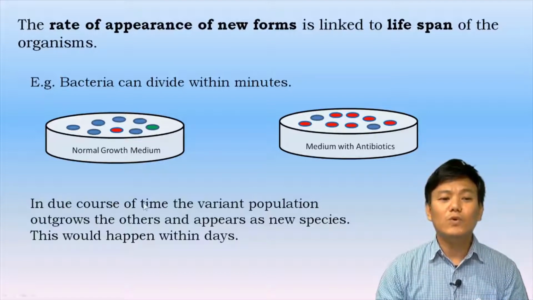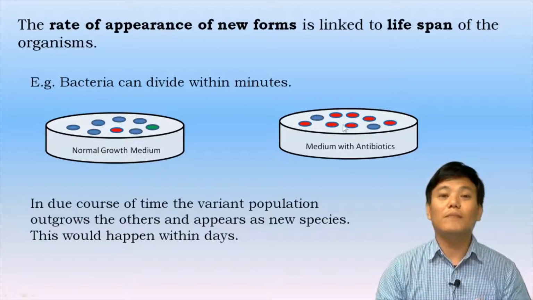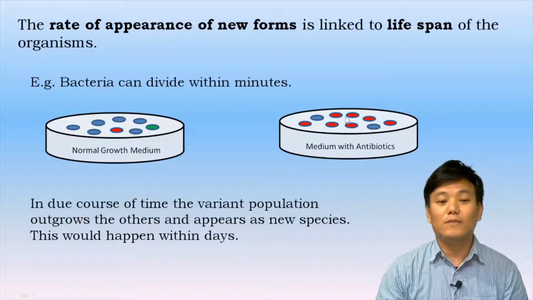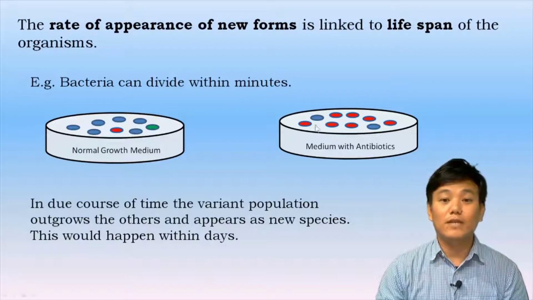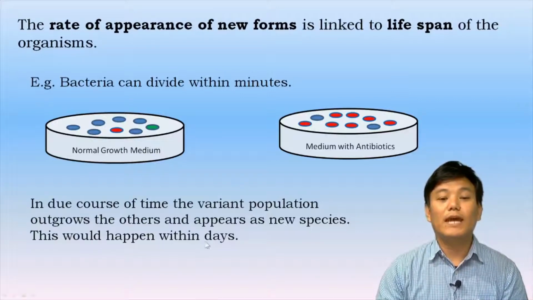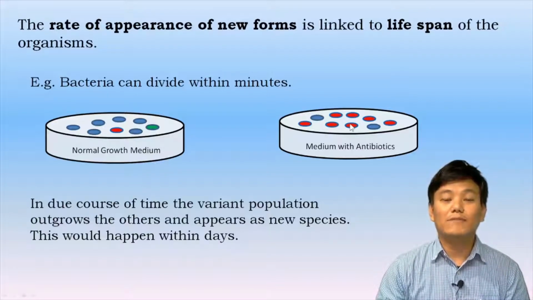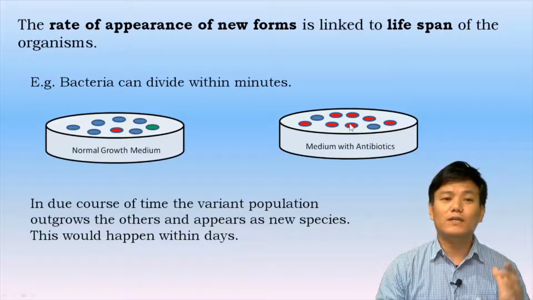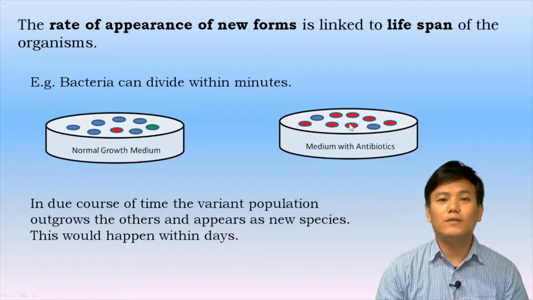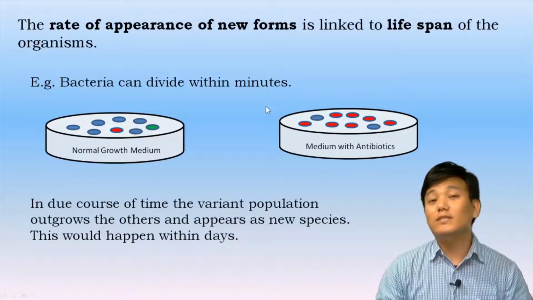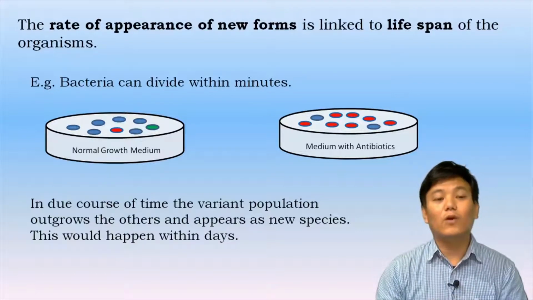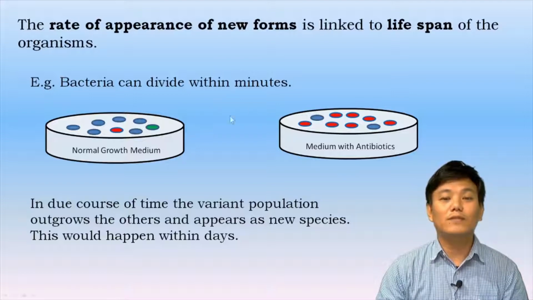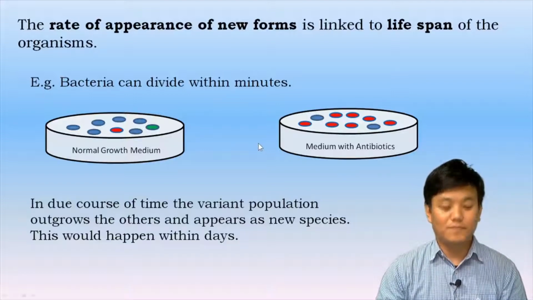And slowly, in due course of time, the variant population will outgrow the others and it will appear as a new species of bacteria, right? For bacteria, this evolution can happen within days because the lifespan of bacteria is short. But for higher organisms like birds and mammals like us, it is said to take millions and millions of years because our lifespan is much longer than bacteria. So that is about natural selection.